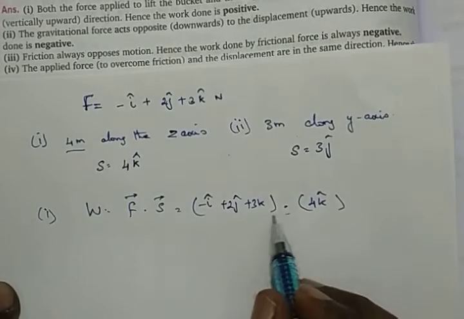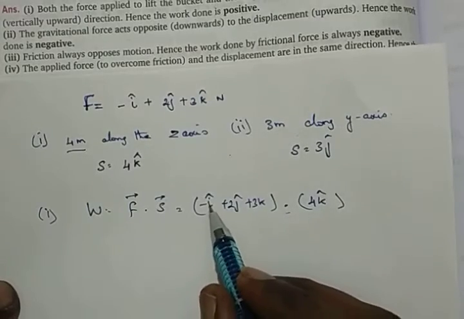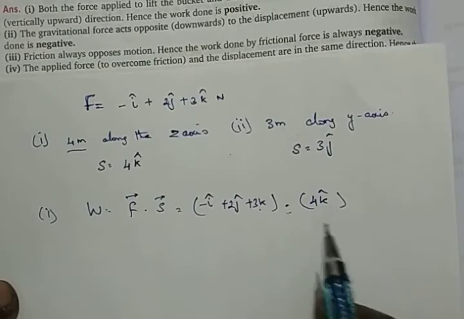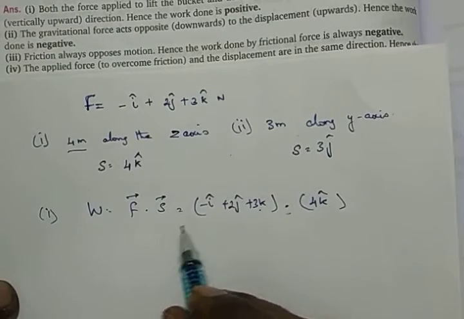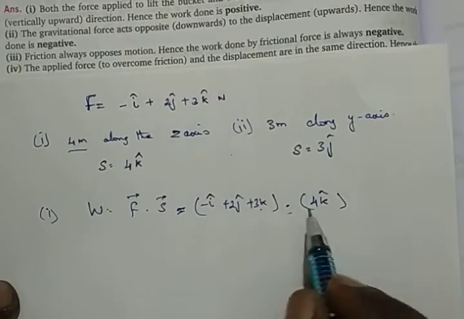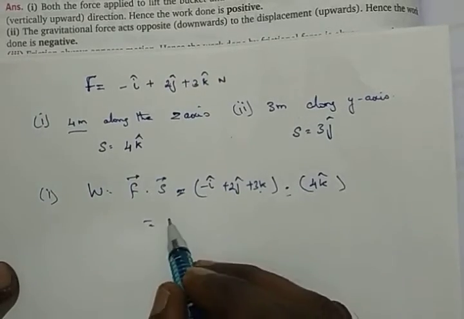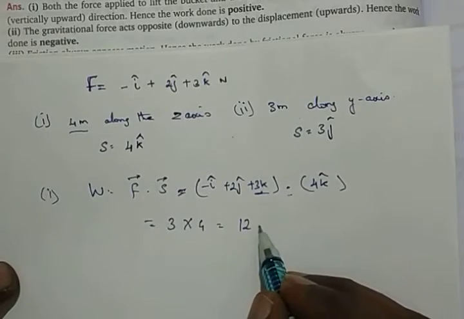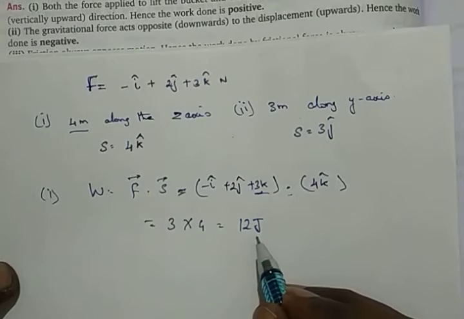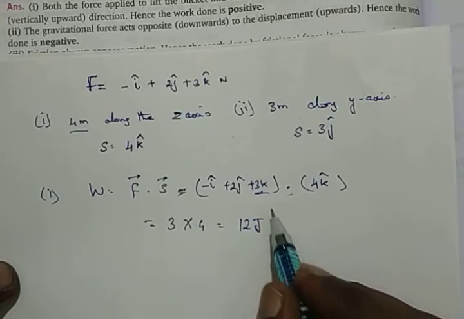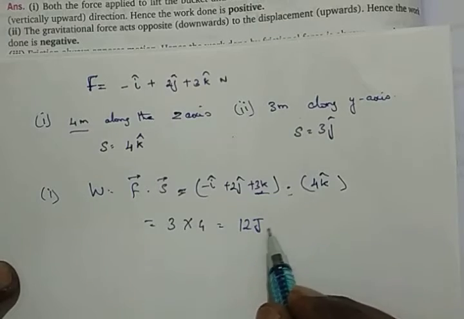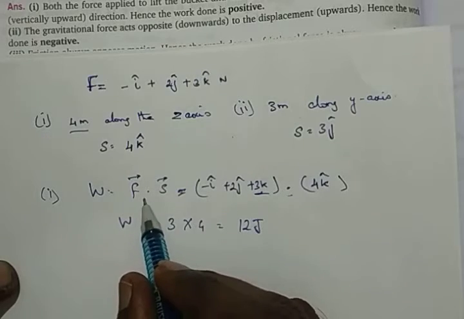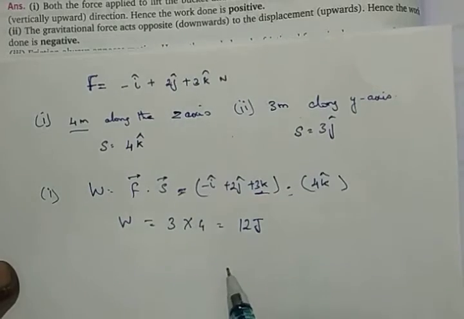We know already, whenever you have i cap into i cap only it should be there, j cap into j cap and k cap into k cap only you can do, because it is a dot product. We have seen this earlier, we have done quite a lot of questions, so I'm not going to repeat that. So it becomes 3 into 4. That's what it is, 12 joules. Now tell me what direction it will be. It will be k cap? No. Remember, work done is a scalar quantity, dot product. So the answer will be a scalar quantity.